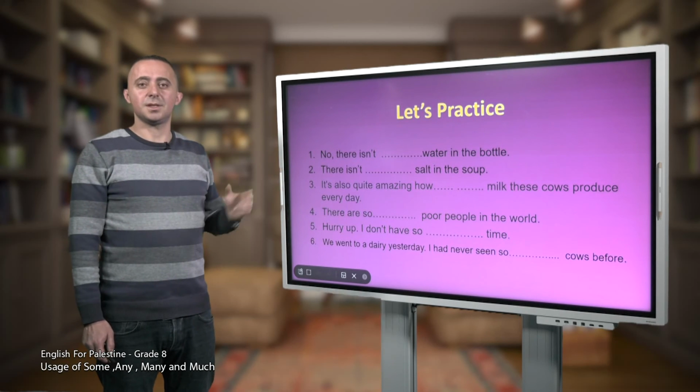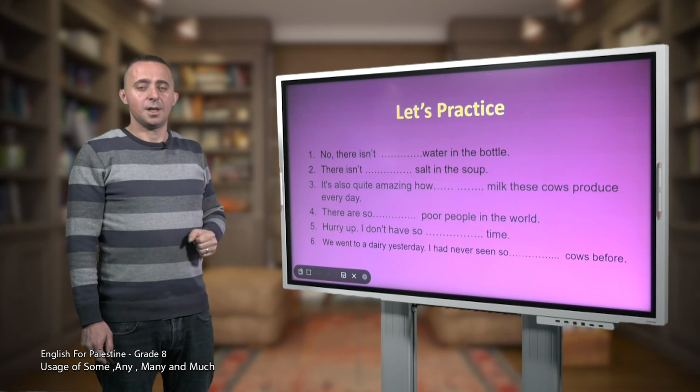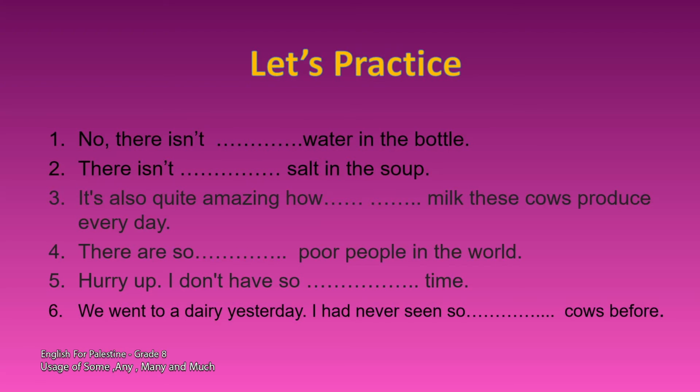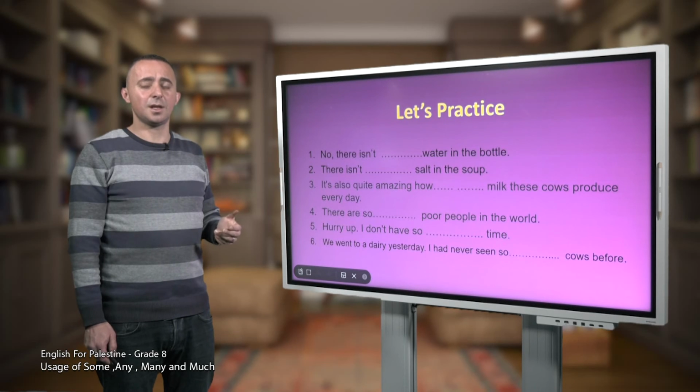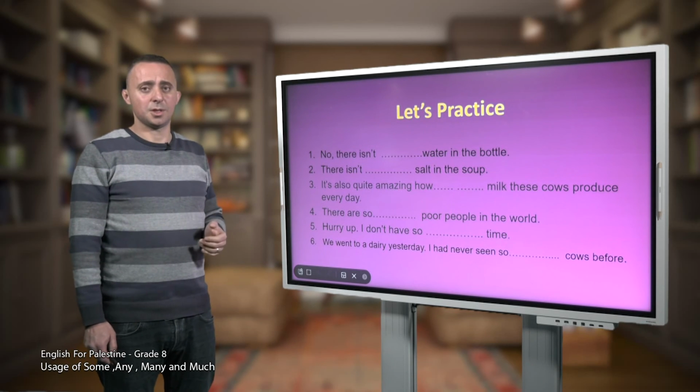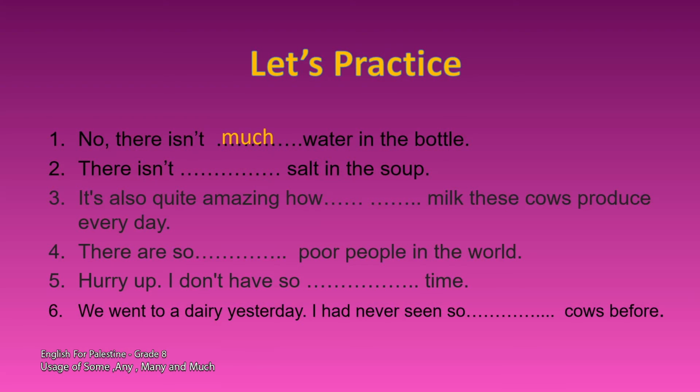Okay, dear students, it's time to practice. Let's see the first example. No, there isn't water in the bottle. Here, is water countable or uncountable? Very good, it's uncountable. So, do we use many or much? Very good, we use much. So we say, no, there isn't much water in the bottle.